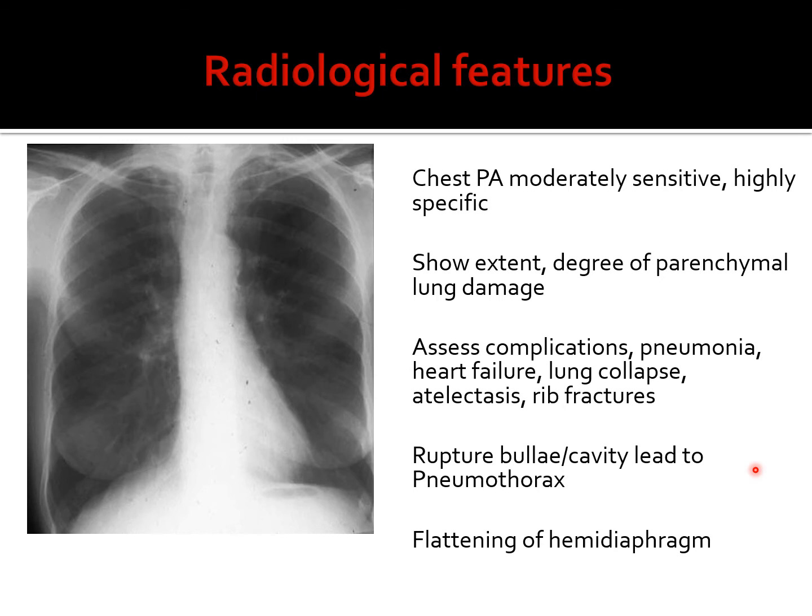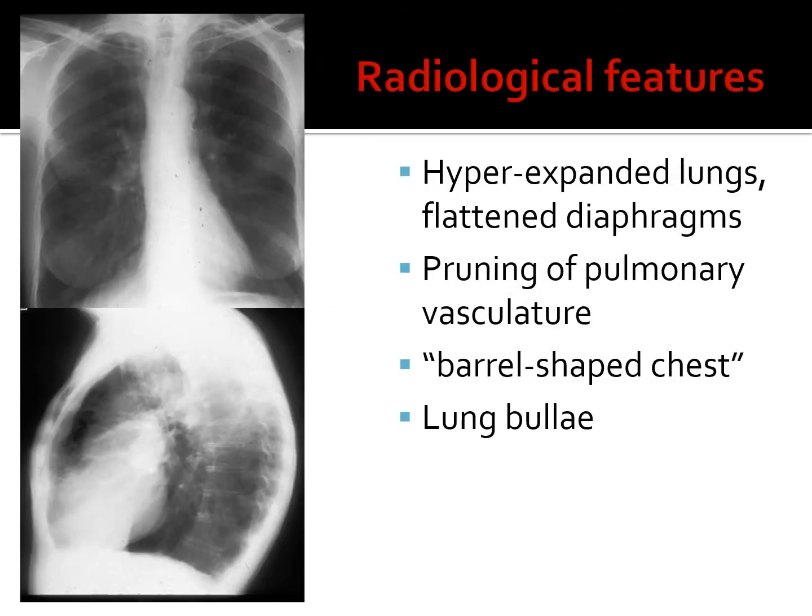There is flattening of the hemidiaphragm, as we have all said. The convexity of the hemidiaphragm is lost, and the position of both hemidiaphragms is below or lower than the 10th posterior rib. There is hyperexpanded lungs with flattened hemidiaphragms. There is pruning of the vasculature secondary to the pressure of the air, excessive air in the lungs. There is a barrel-shaped chest with the presence of lung bullae or blebs.